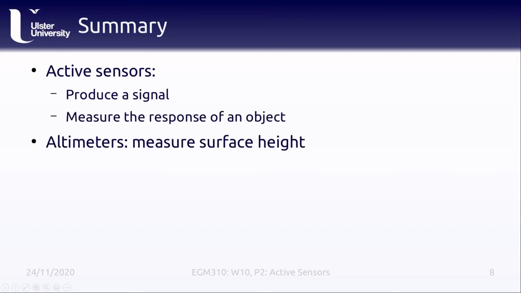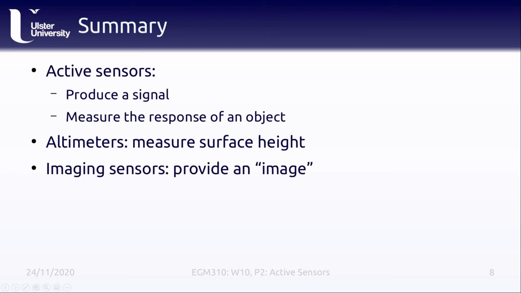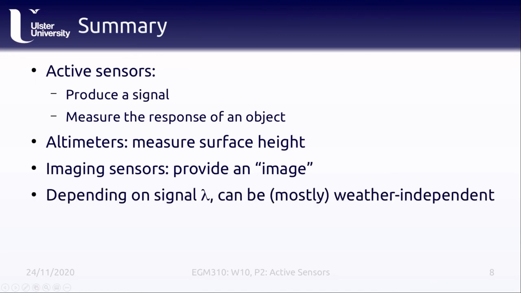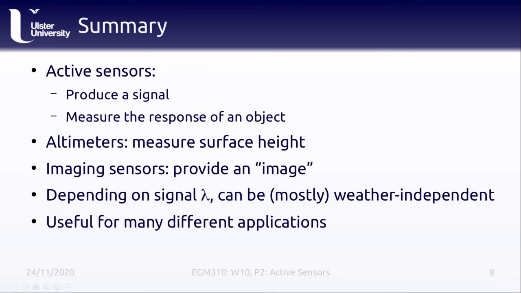In this lesson, we have learned about how we use active sensors to produce a signal and then measure the response of an object. One type of active sensor, called an altimeter, can be used to map surface heights very precisely, at least on relatively flat surfaces. Imaging sensors, such as synthetic aperture radars, provide an image of an area, though the image might look quite different to what we're used to. Depending on the signal wavelength, active sensors can be mostly weather independent and can even make observations when there's no sunlight to reflect, because the sensor is providing its own source of electromagnetic radiation. Finally, we've seen that active sensors can be used for many different applications.